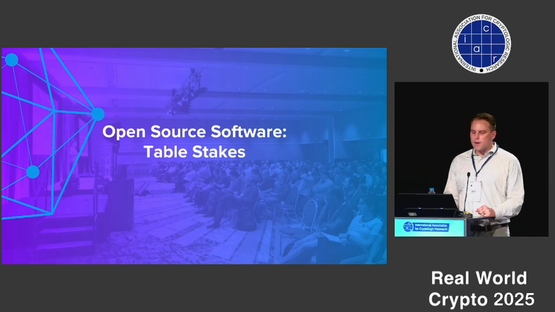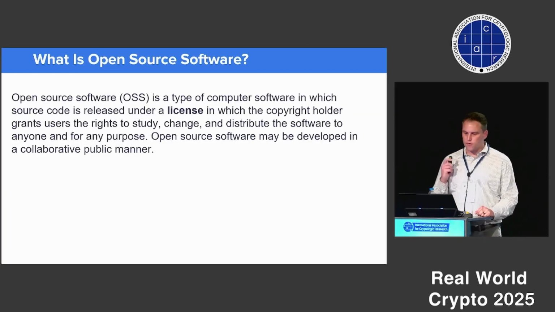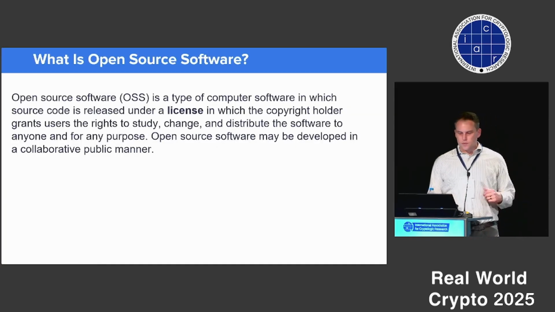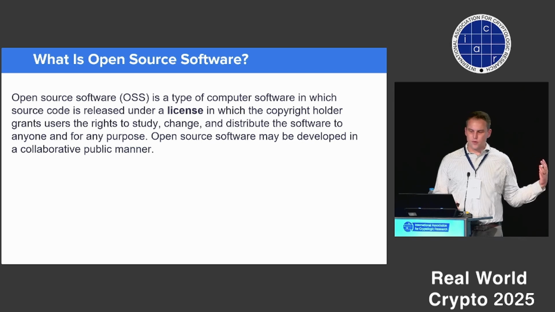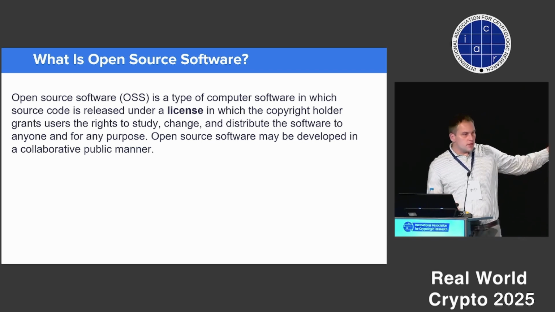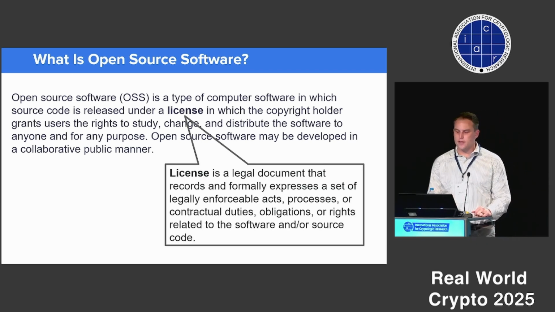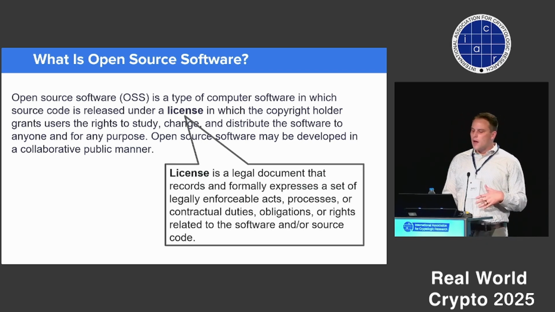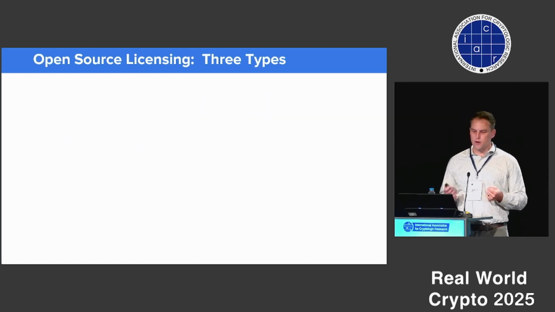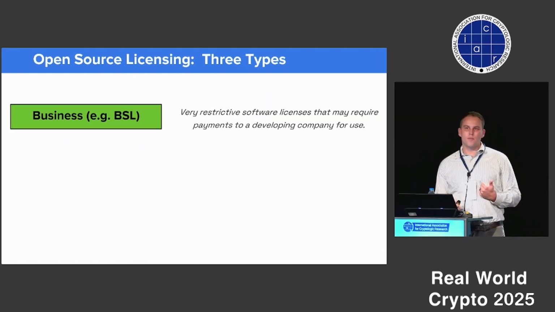Right, so let's talk about some basic table stakes for open source software. Well, let's start by saying what open source software is. Here's a definition of open source software, which I won't read, but I want to point out the critical word here, which is license. And the license is the legal document that enforces the set of legally allowed things you can do with code. There are three main types of open source licenses.